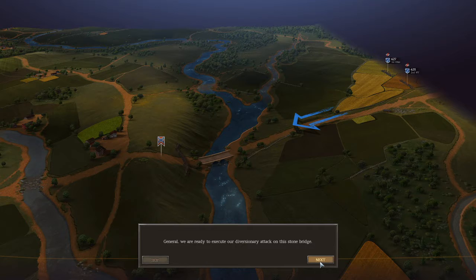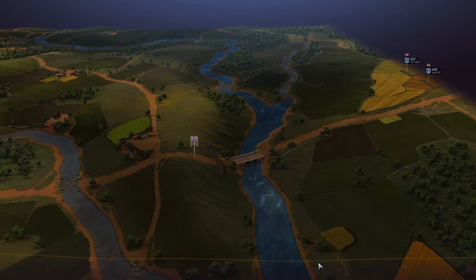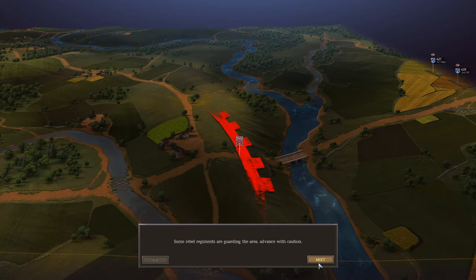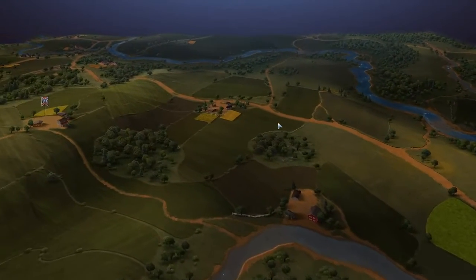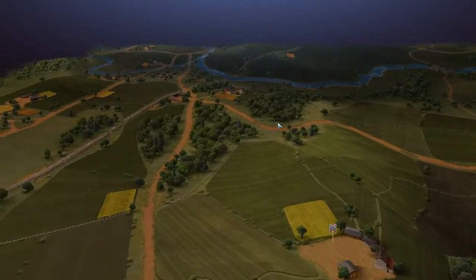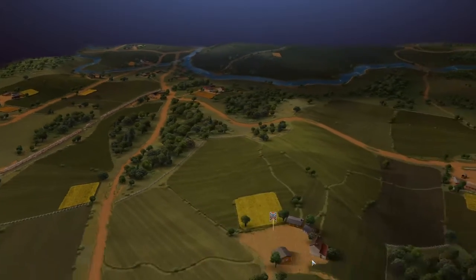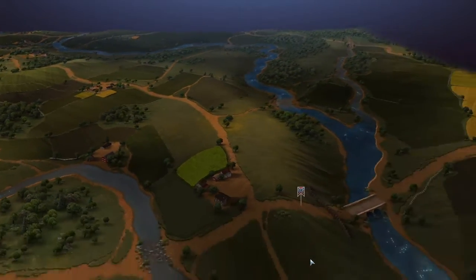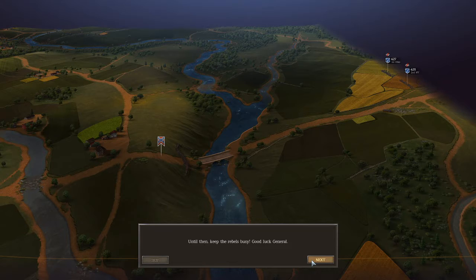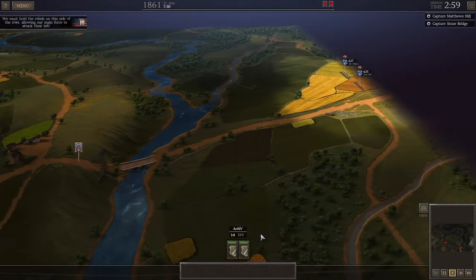General, we are ready to execute our diversionary attack on the Stone Bridge. Some rebel regiments are guarding the area with advance with caution. In about an hour, our divisions will arrive and launch a full-scale attack on their left flank. Until then, keep the rebels busy. Good luck, General.